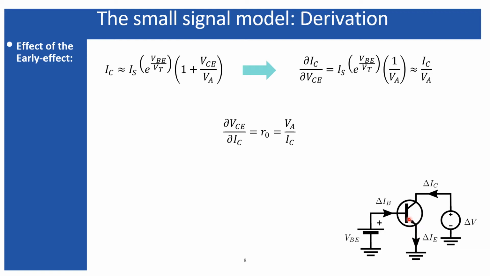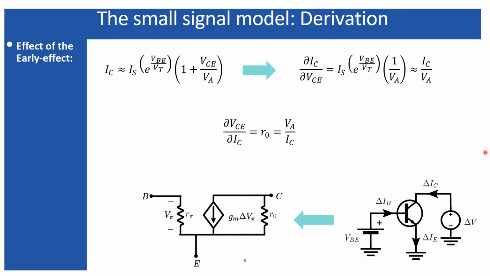A similar conclusion we can make, what I have concluded for delta IB and delta VBE. Therefore, the inverse of this differentiation, delta VCE to delta IC, is nothing but a resistance, and this VA divided by IC is a resistance appearing across the collector to emitter terminal. So along with the existing model I derived in my earlier slide, another resistor will appear from the collector to the emitter, and that resistor is generally called the output resistor. The reason will be clear soon.